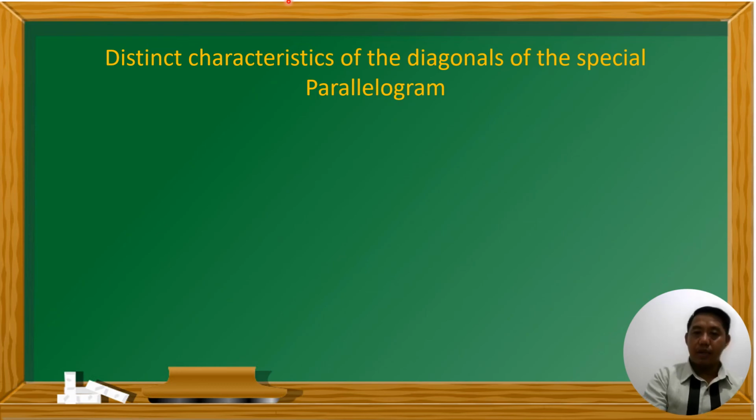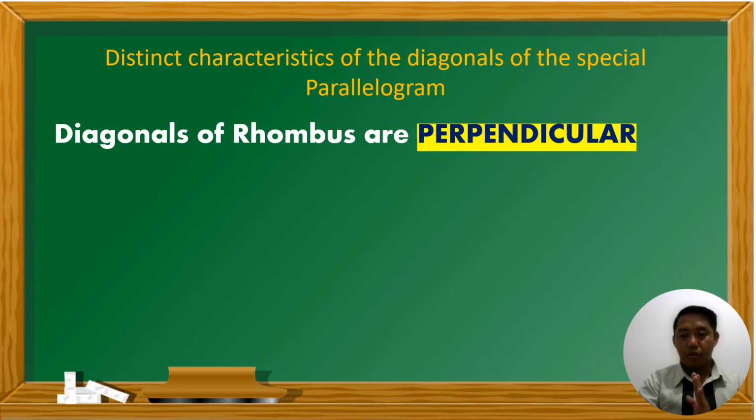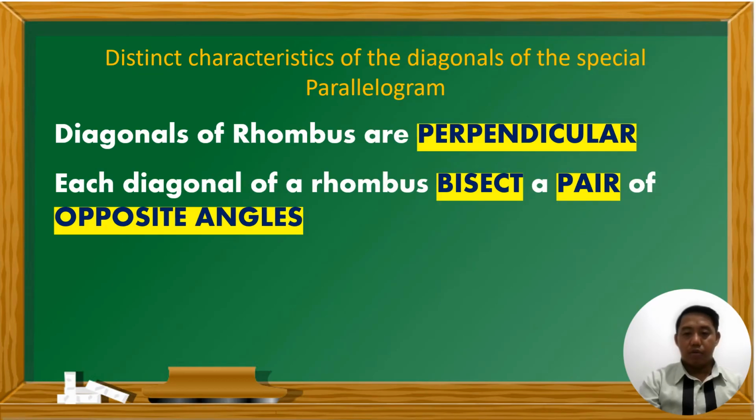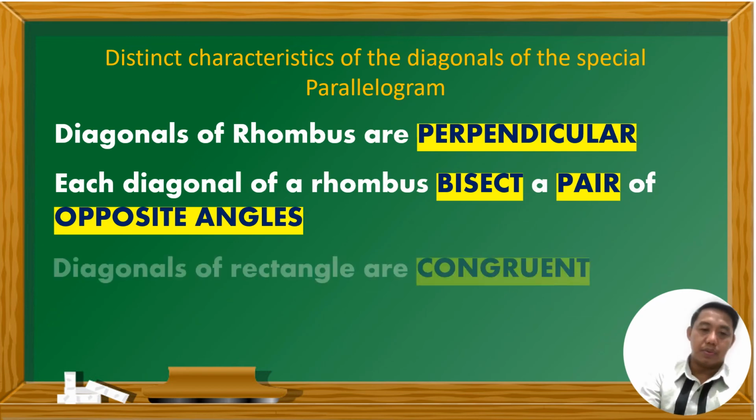So nagkaiba lang sila dun sa diagonals. So diagonals of rhombus are perpendicular. Perpendicular means may nabuo na right angle. Pag straight yun parang cross, di ba? Each diagonal of rhombus bisects a pair of opposite angles. So diagonal naman ng rhombus, lahat ng angle doon, hinati niya. Bisect, hinati equally. Naging angle bisector yun.